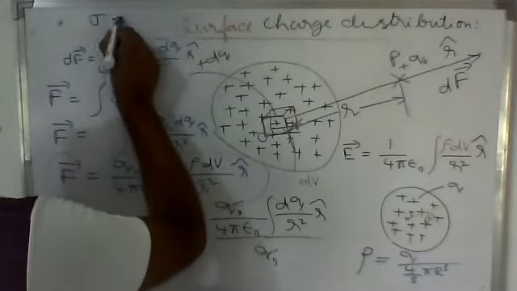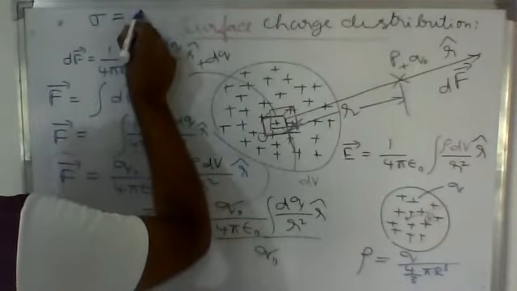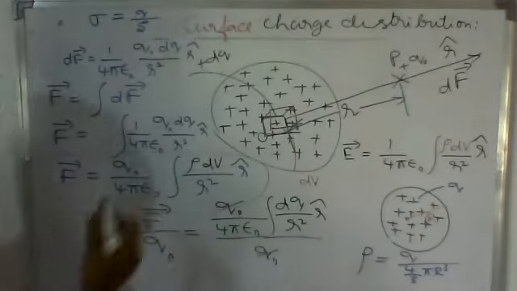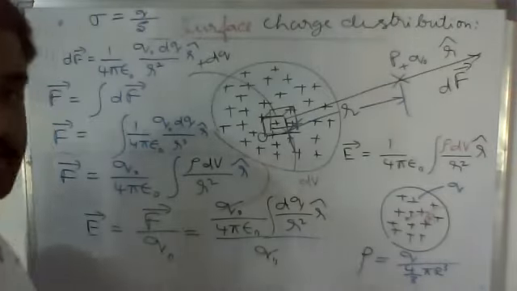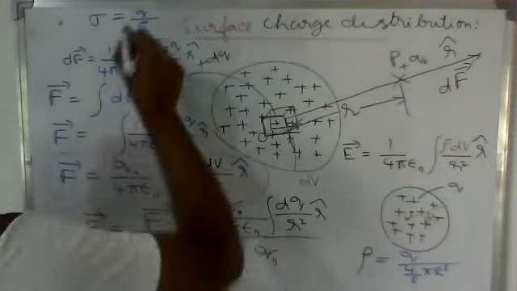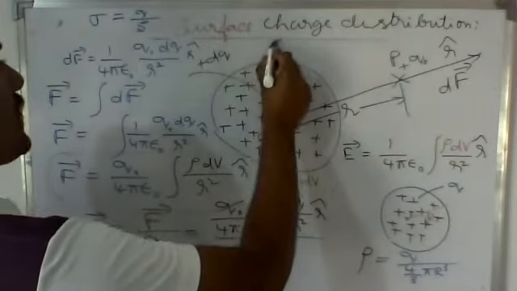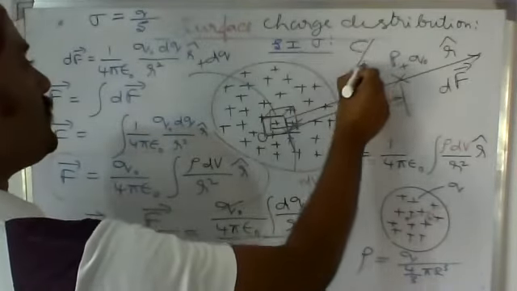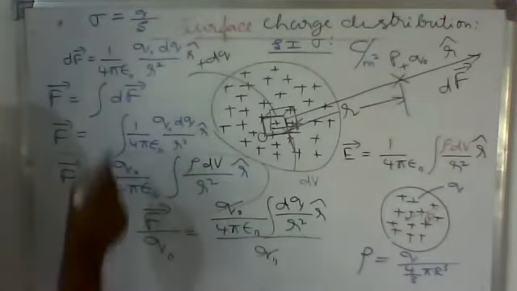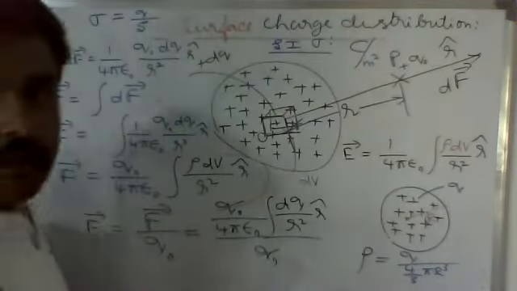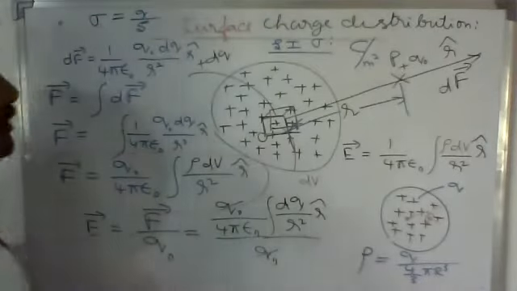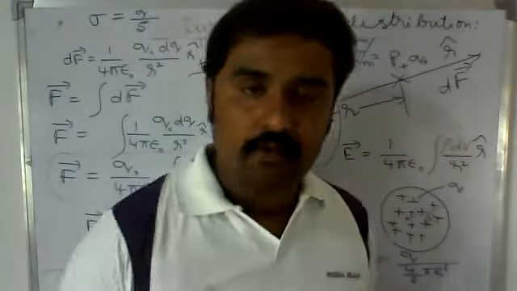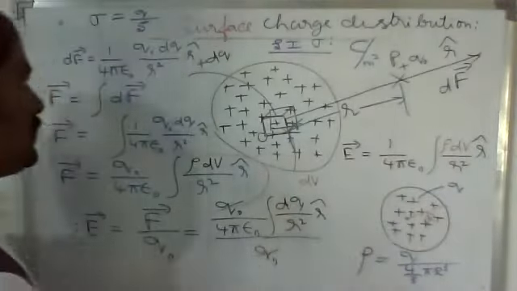Sigma is equal to Q divided by S, where S is the surface area. Charge per unit area is the surface charge density. What is the SI unit of surface charge density? Coulomb per meter square. Charge is measured in coulomb, and area is measured in meter square, so coulomb per meter square is the SI unit of surface charge density.